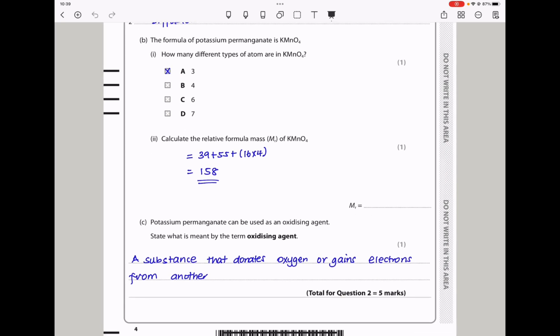Next they say, calculate the relative formula mass, which is Mr, of that. You can use your periodic table. Potassium is going to be 39, manganese is 55, then oxygen, each is 16, so 16 times 4 gives us 64. Add everything up, and you get 158. So the answer here should be 158 as well.